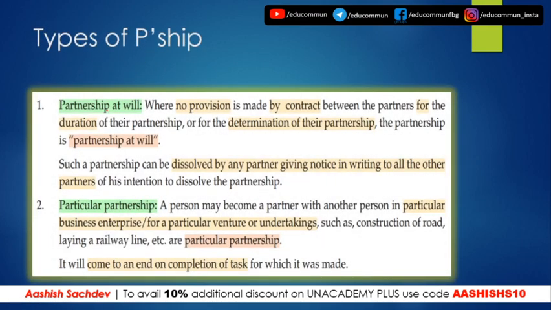Okay, now different types of partnership: partnership at will and particular partnership. Now, as the name goes, particular partnership, it means that it is formed for a particular venture, and after this venture or this undertaking is over, then this particular partnership will also get over. But in case of partnership at will, okay, there is no time limit for it, and it can go on for a long period of time till all the partners agree to dissolve the partnership firm. Okay, till then there will be the firm, and this is known as partnership at will.